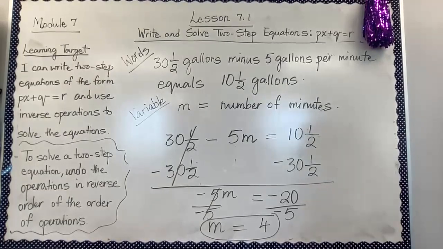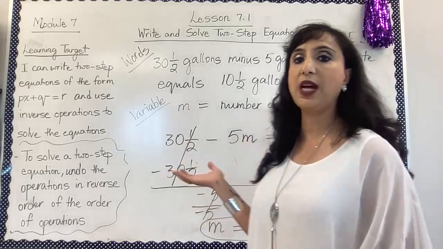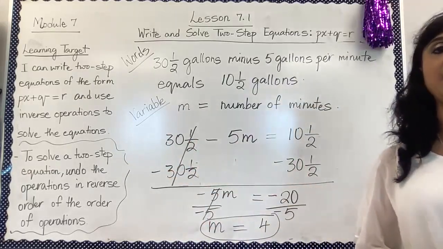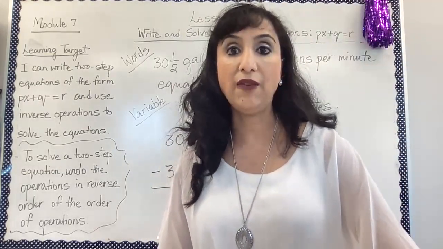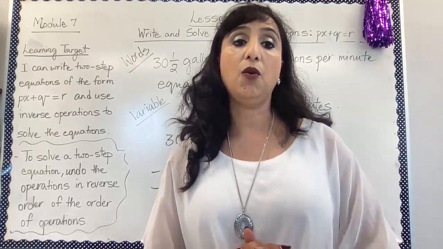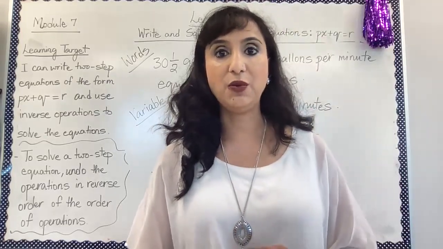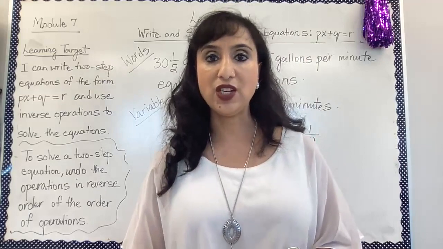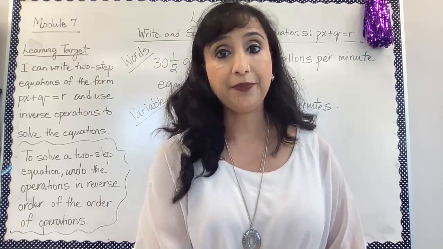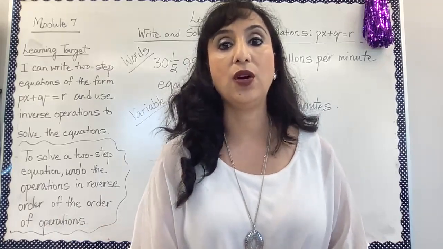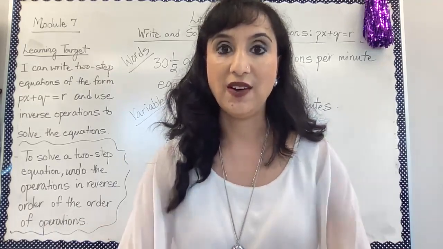So just remember once again, we are solving two-step equations in the format of px plus q is equal to r. We are undoing the operations in reverse order of the order of operations. So first we remove by addition or subtraction, depending on what I have, on both sides of the equation. And then after that, I do either division or multiplication on both sides of the equation in order to solve the two-step equations. All right. Have a great day.